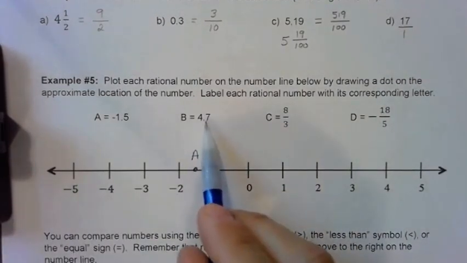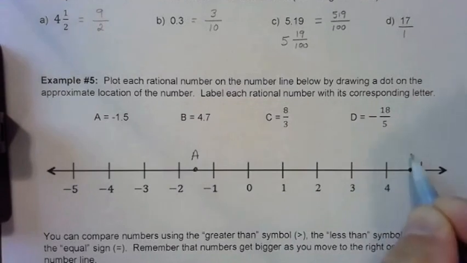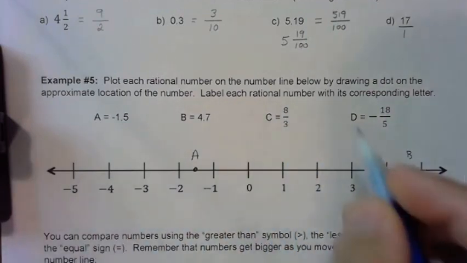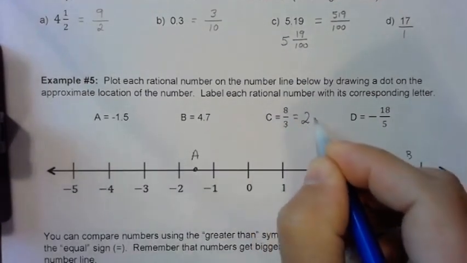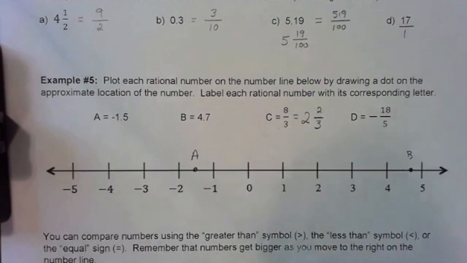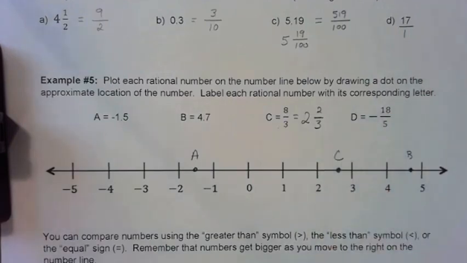Letter B is 4 and 7/10. 4 and 7/10 is between 4 and 5, but it's closer to where 5 would be. So that would be about 4 and a half, a little bit closer, right about here. Point B, 4 and 7/10. Letter C is 8/3. To help us figure out where this would go, let's make it a mixed number. 3 goes into 8 2 times. 3 times 2 is 6, so that means that there's still 2/3 left over. 8/3 is 2 and 2/3, which will be between 2 and 3, and it'll be slightly closer to the 3. 2 and 2/3, 8/3, point C.